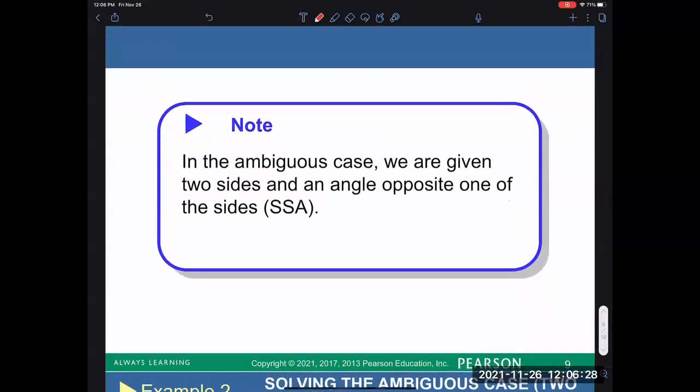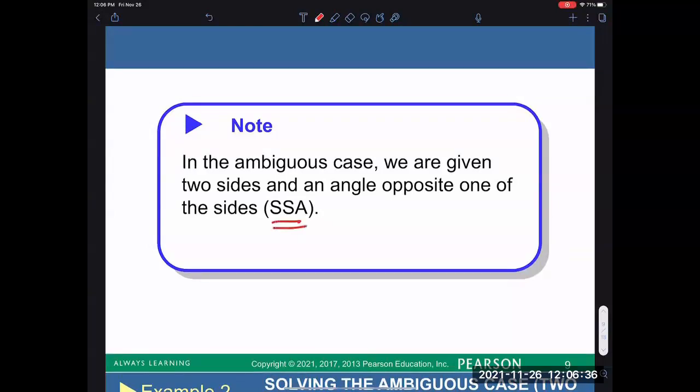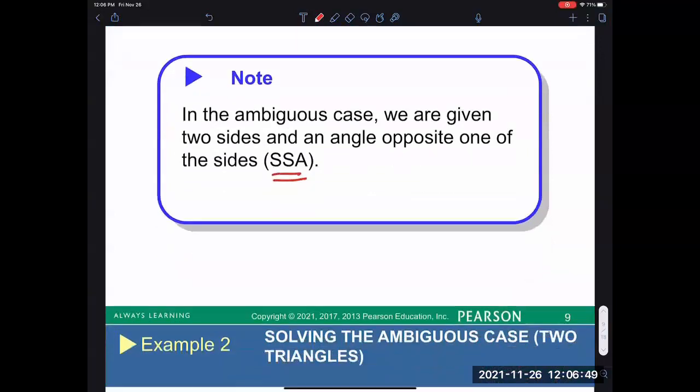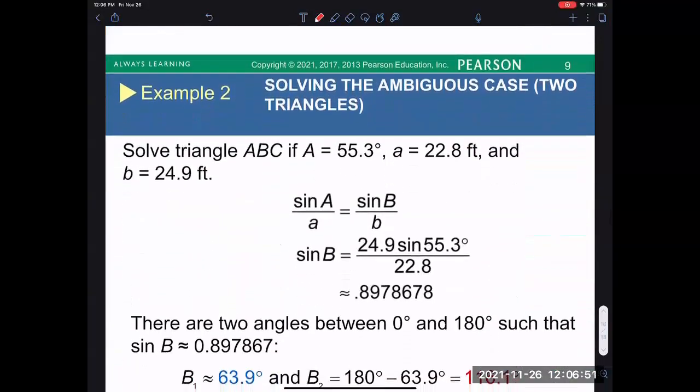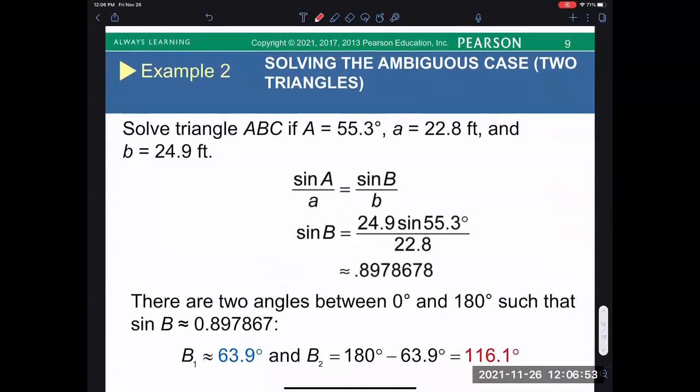And so it's pointing out in the ambiguous case, we are given 2 sides and an angle opposite one of the sides. As we saw, that's side-side-angle. That's always going to be what we're given. If we're given one of the other configurations that we dealt with in case 1, well, then it may be that there's no triangle, but usually there is, and there's only one, and you can solve for it directly. All right, so then let's look at the interesting case where 2 triangles are possible.